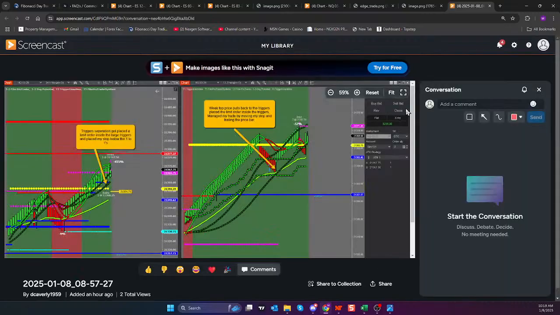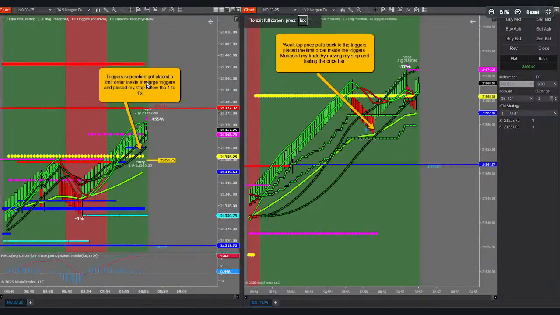CAV. Trigger separation, place limit order inside of large triggers, place your stop below the 1-to-1s. So CAV said he had momentum, he had the potential to break, he had the perfect entry, and he got paid. Does that look familiar to anybody? I did yesterday, not yet today. Blue Pearl, do you see it? Momentum, potential to break, and look where his entry is, just above, inside. Niche, do you see it?